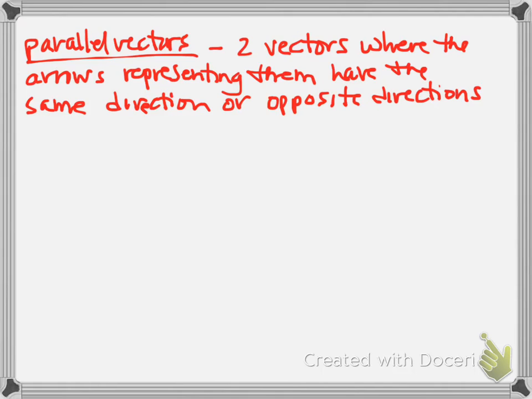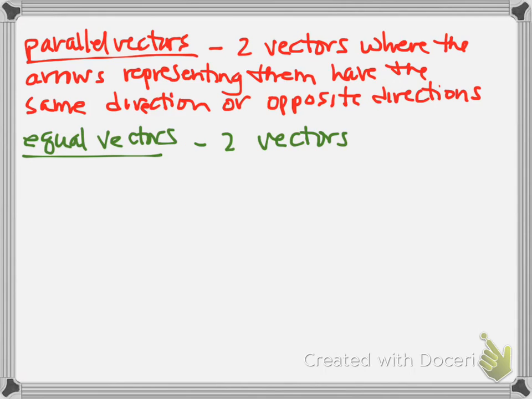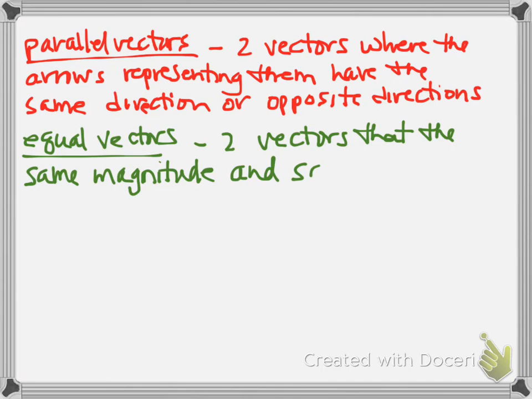And then last, we have what's called equal vectors. Equal vectors are two vectors that have the same magnitude, so same size, and same direction. Now remember, where do we hear that magnitude a lot? Earthquakes. And the magnitude of the earthquake is how big, the size of that earthquake. So it has that same sort of meaning.